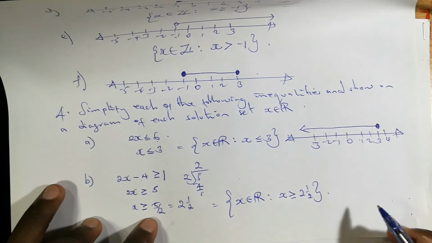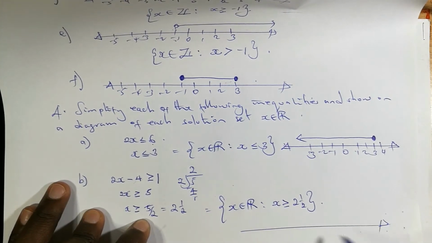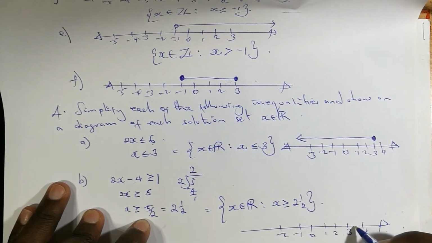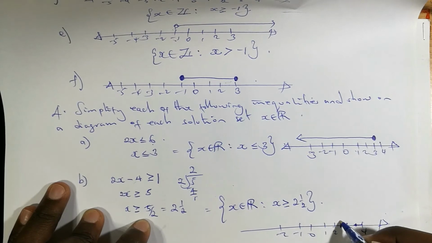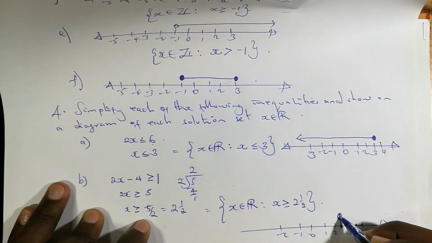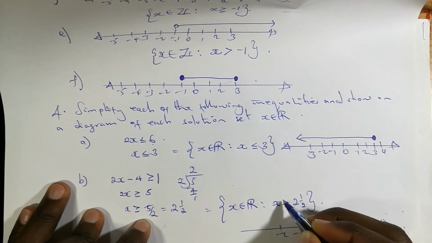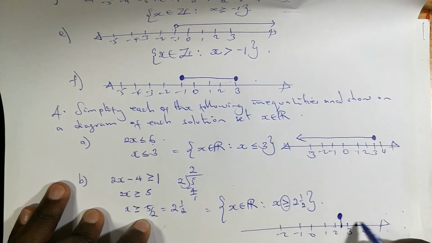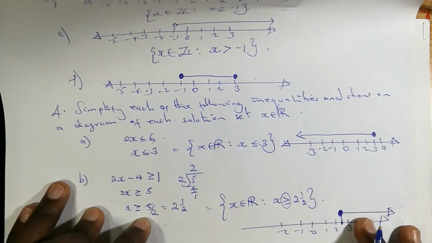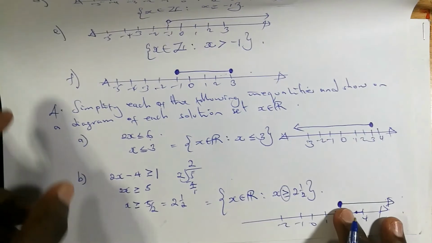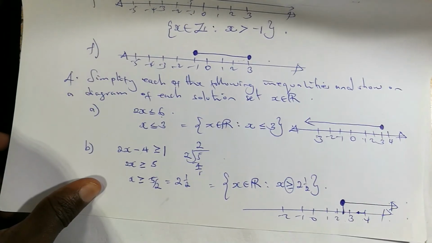On a number line, there'll be 0, -1, -2, 1, 2, 3, 4. Then half of 2 here, 2.5, before 3. We have a closed circle because of this sign. Then greater, going that side. Yeah, I think that number is done.